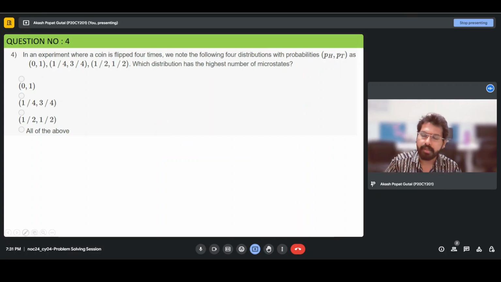The next question. In an experiment where a coin is flipped 4 times, we note the following four distributions with probabilities pH and pT as 0, 1; 1/4, 3/4; 1/2, 1/2. Which distribution has the highest number of microstates? The four options are given. Try to calculate. Take your own time, 2 to 3 minutes.